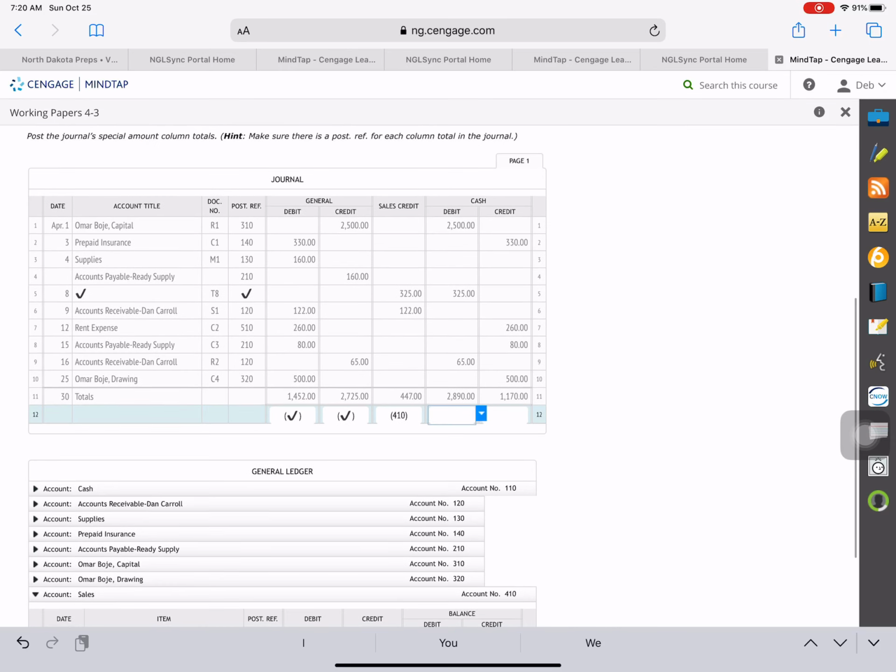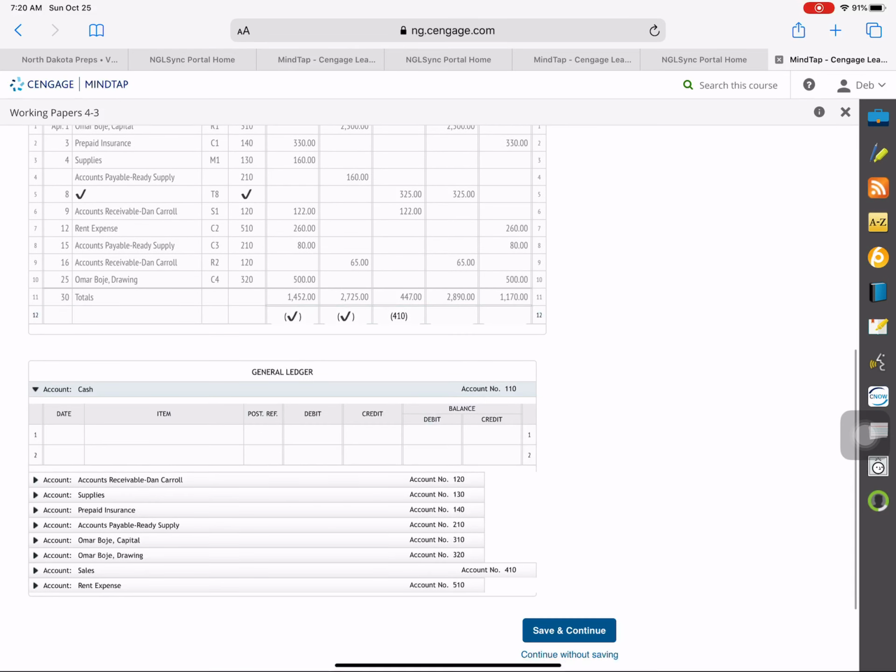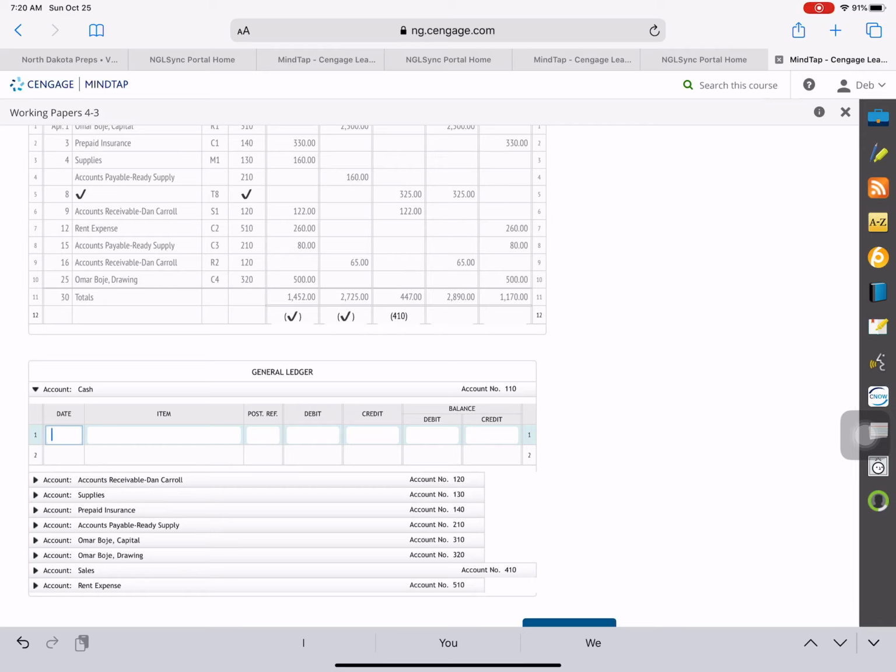Okay, our next column is our cash debit. So we're going to open up our cash. The date is April 30th. Post reference is page 1. It's a debit of $2,890. We started with a zero balance, so $2,890. And then our cross-reference will be 110.